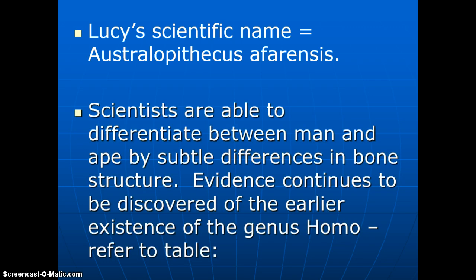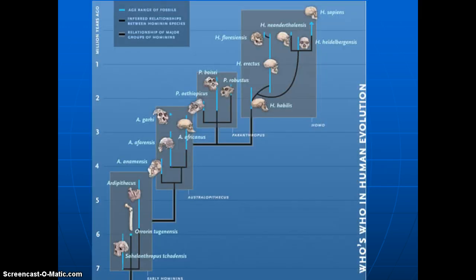Lucy's scientific name is Australopithecus afarensis, and you can tell by that very name that Lucy is very distantly related to us. And you may wonder from time to time, how do scientists know the difference between human and ape bones? There are subtle differences in the structure. Let's look at this table of the various hominids leading up to human development.